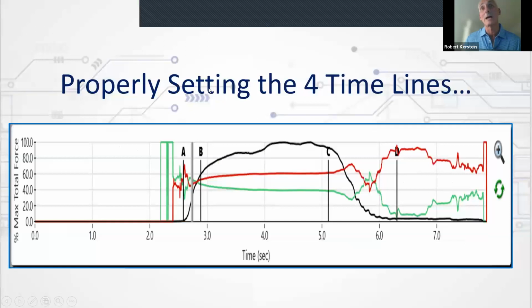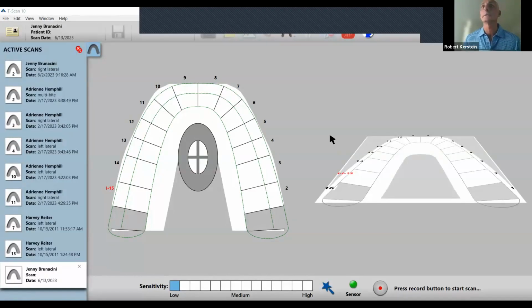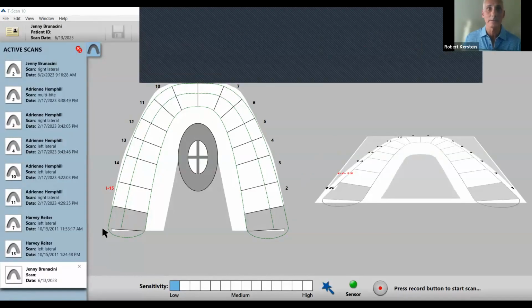Now, setting the lines is a user skill. So I'm going to use this graph as an example of how to properly set the lines. I'm going to leave the PowerPoint and go back into the TScan, which is here. Okay, good. And you guys should be able to see my TScan, which is there. Okay, good. So let's go up to this movie.